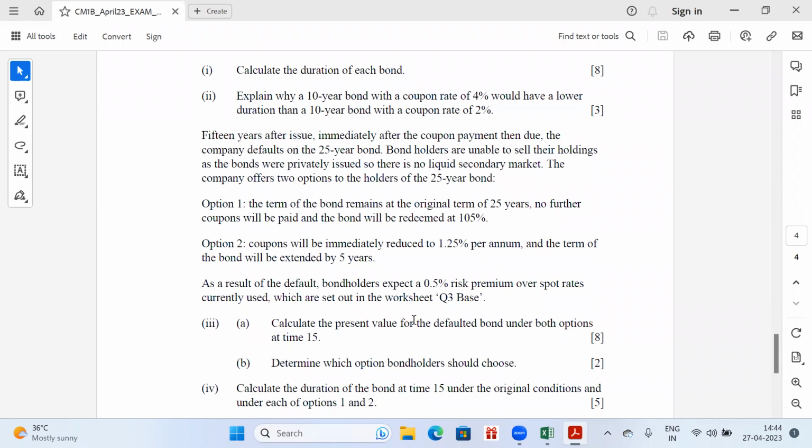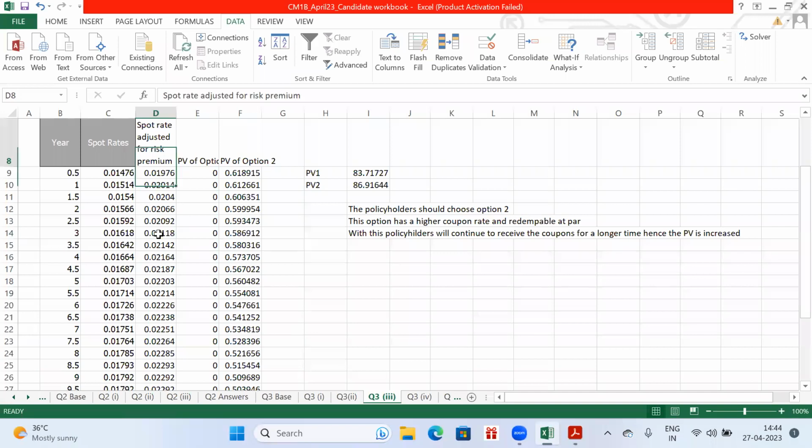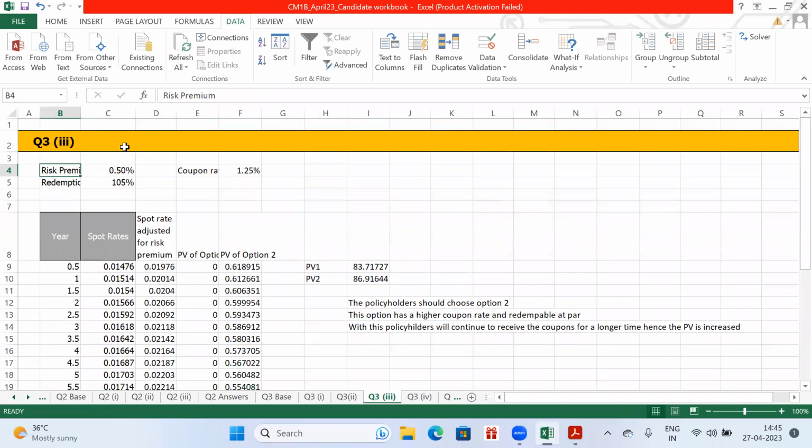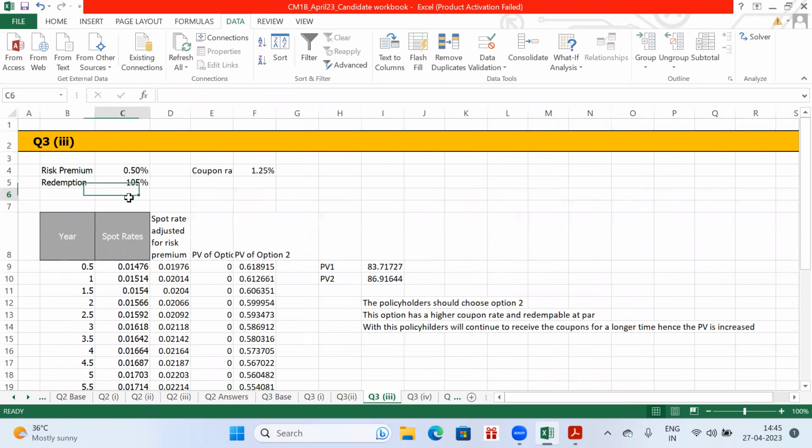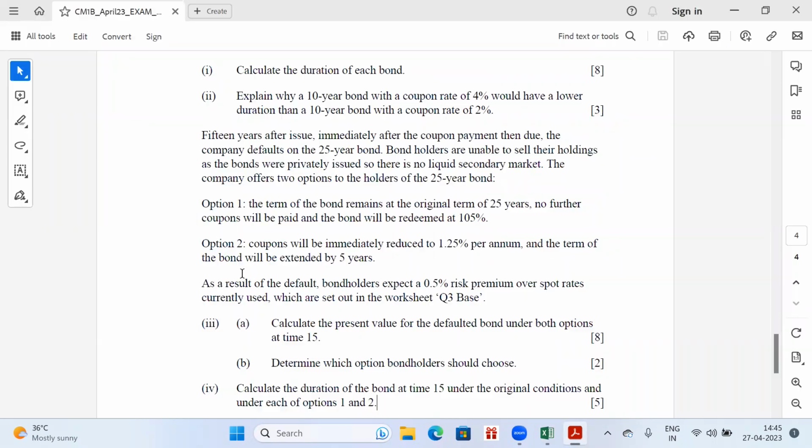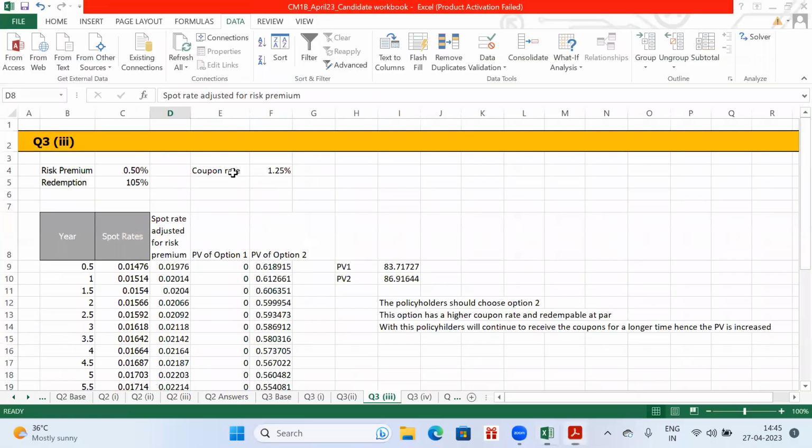Calculate the present value for the defaulted bond under both options at time 15. So first, you see the risk premium is 0.5%, then we have been given the redemption of 105% and the coupon rate of 1.25%. The coupon rate is for option 2, and the redemption is for option 1.